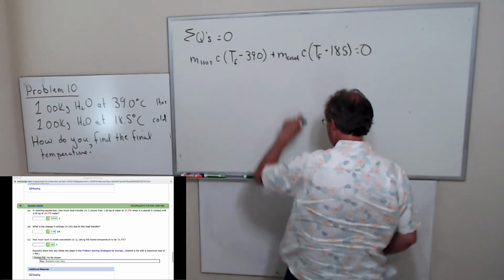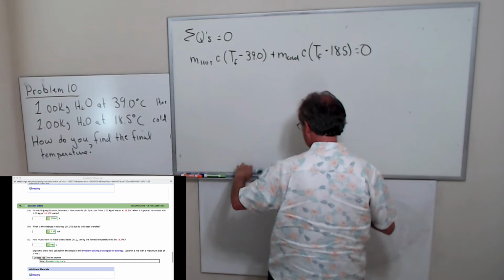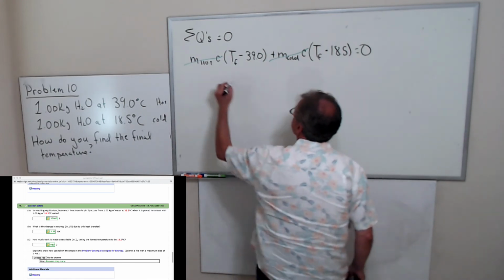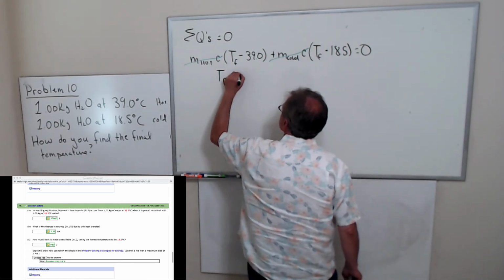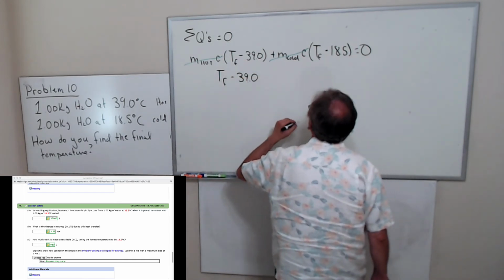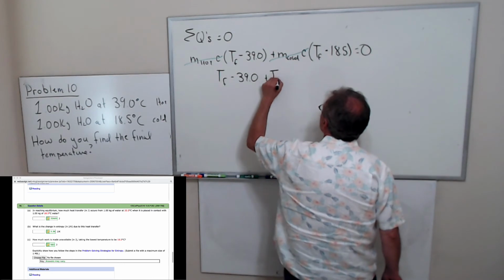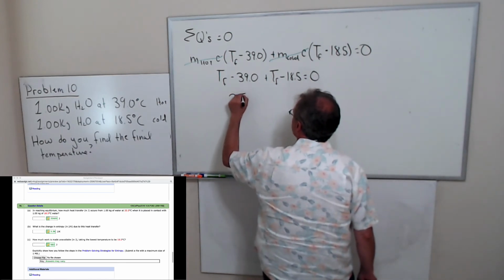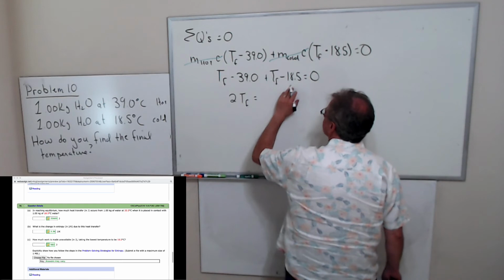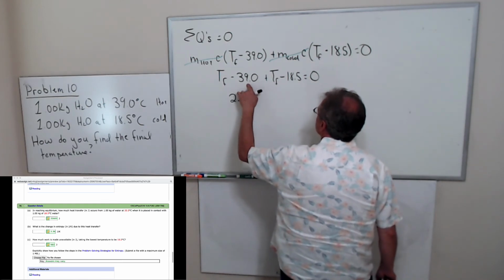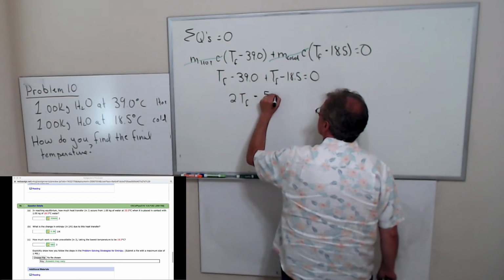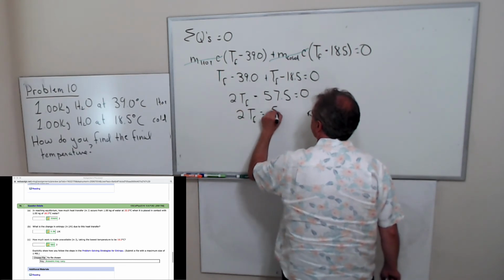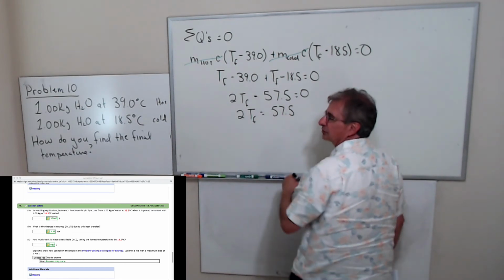Since this mass and this mass is the same, and since the C's are the same, then I can just cancel these two out, and I can say T final minus 39.0 plus T final minus 18.5 equals 0. 2T final equals, if I move these, let me do it this way, 39 plus 18.5. 2T final. I'm sorry if I'm not using the units here.